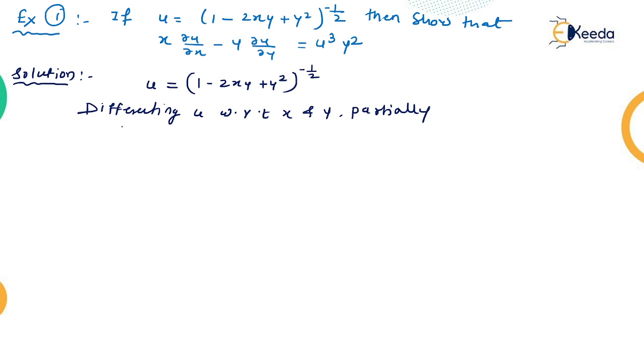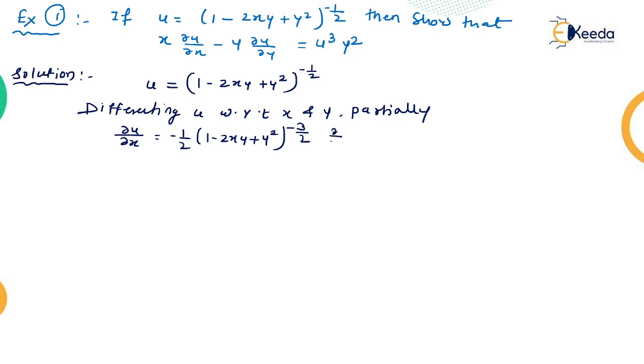So let's see, differentiation of u with respect to x partially. It is denoted by ∂u/∂x, and it's a power derivative, meaning here the power is minus 1 by 2 on the bracket (1 − 2xy + y²), and you have to take minus 1 by 2 minus 1, which gives minus 3 by 2. I hope you understand how to take the derivatives here.